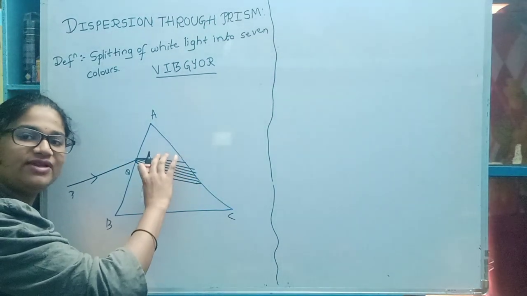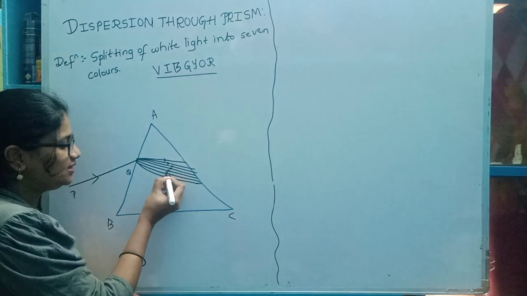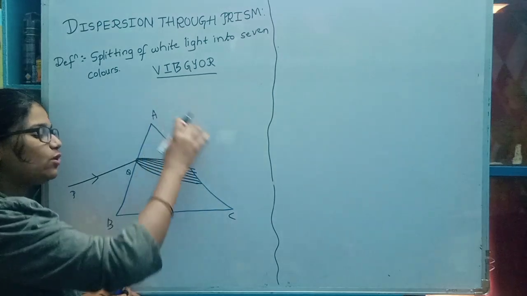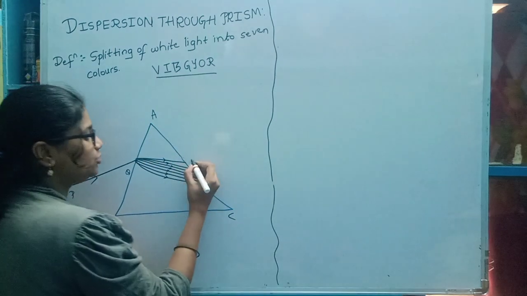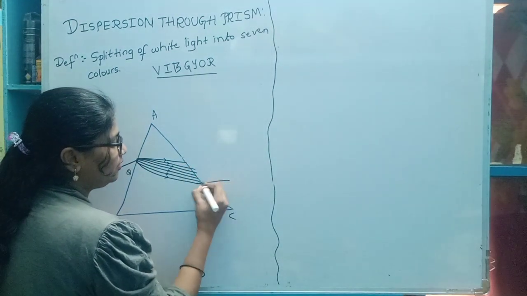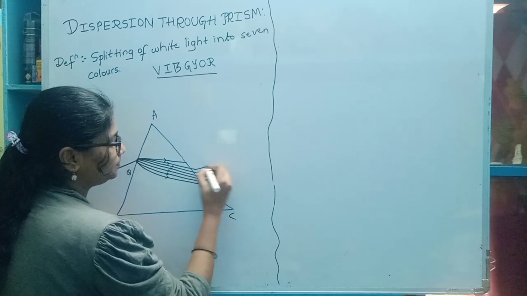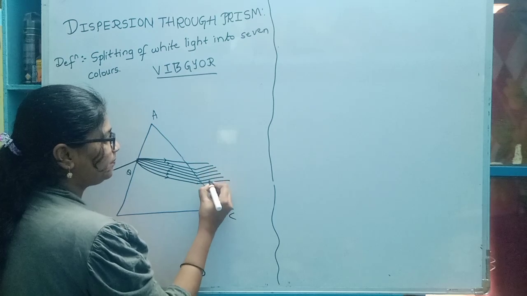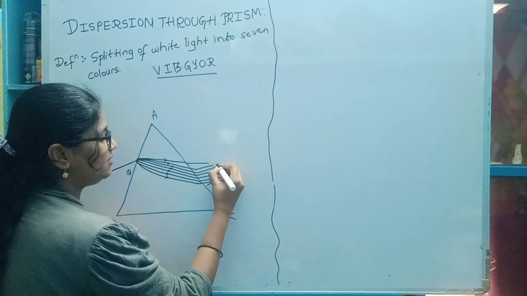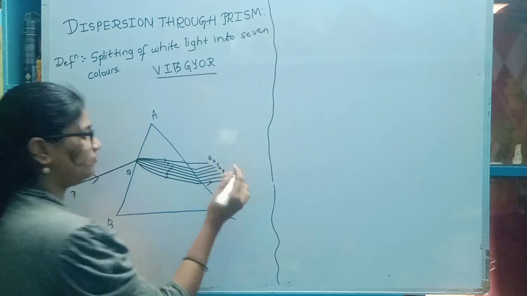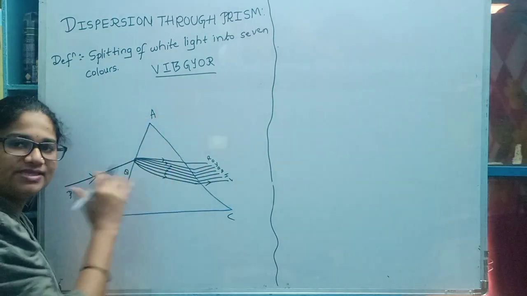We will get around 7 rays of light which are incident on the other surface. These are the refracted rays. These are incident on the other surface of the prism, that is AC. So after passing through AC, they will again bend. So here we got VIBGYOR, that is 7 colors. So this is a refraction of light through the prism.